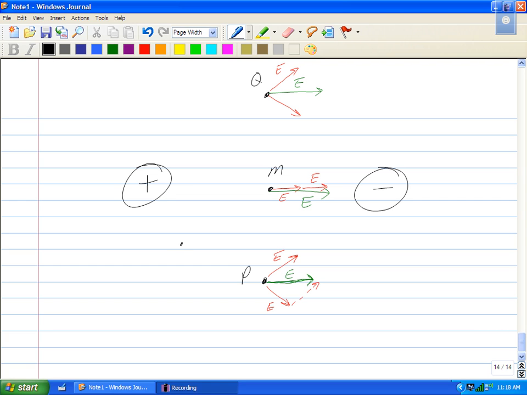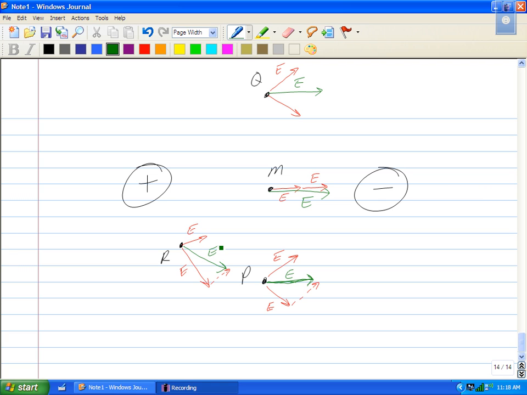What about a point here? Let's call it J. What about R here? The field due to the positive charge is going to be greater. Why? Radial distance. Good, because it's closer, the radial distance is smaller. And so I've got a larger E due to the positive charge and a smaller one due to the negative charge. When I add those two vectors, the vector sum looks like that.